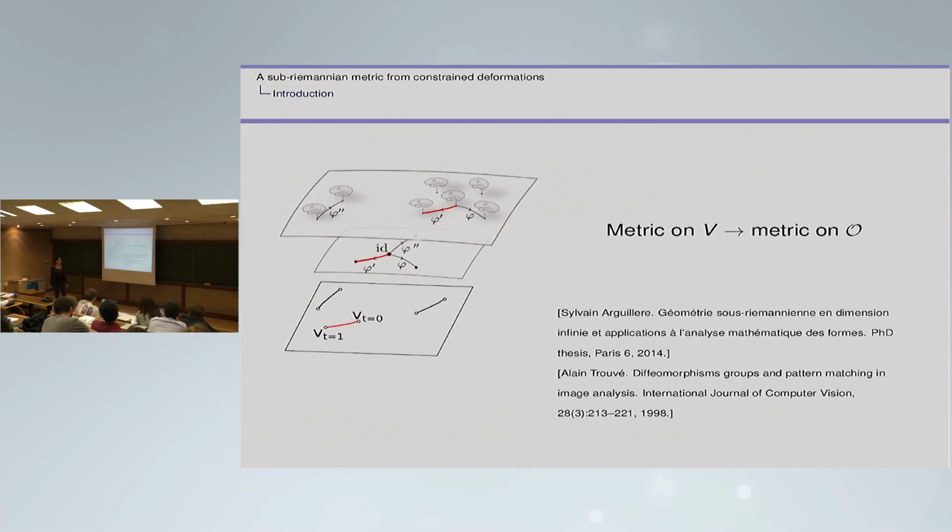Sylvain Guillère showed in his PhD, in fact, that under some assumption, if the space of vector fields here is a Hilbert space, the inner product that you have here allows you to build a metric on your shape space. And besides, this is in general a sub-Riemannian metric, because the only directions where you can go from a shape are the directions given by applying this vector field to your shape. So this is a sub-Riemannian construction, and this allows us to have very nice results.